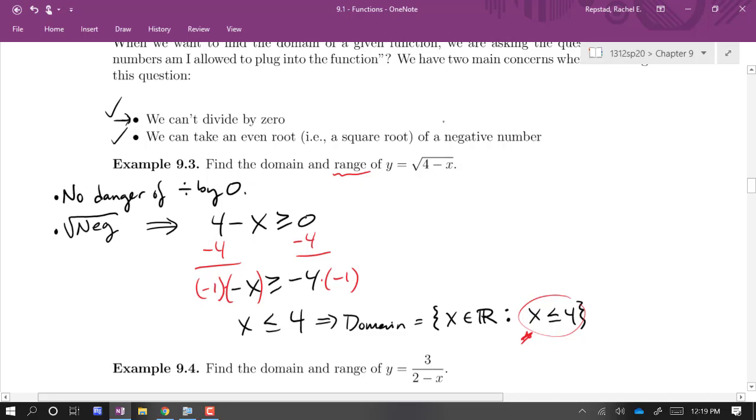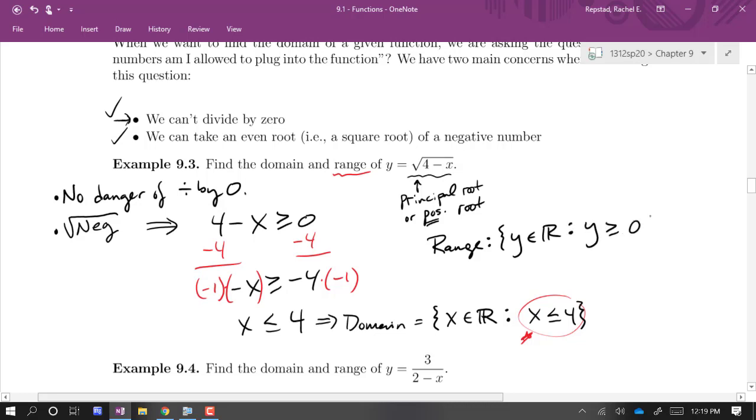Now that square root was given. We didn't take a square root on both sides. So that is just the positive square root. This is the principal root, or positive root. And so that means I'm only going to get positive numbers. So the range is going to be the set of all y in the real numbers such that y is greater than or equal to 0. I can't get a negative result out of this. And in fact, if you threw that function into your calculator, it would look something like this.